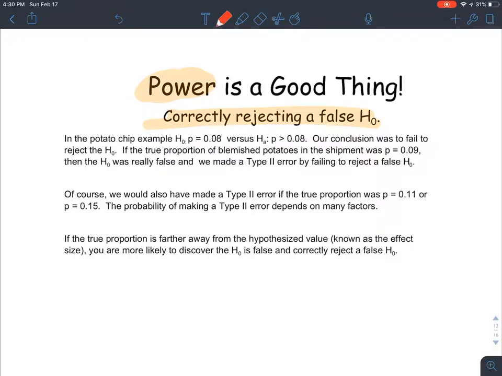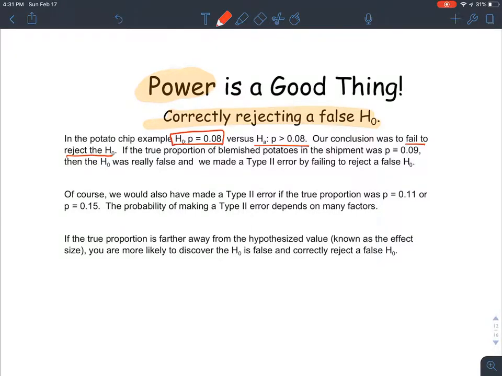So if we think back to the potato chip example, where the null hypothesis was that the proportion of blemished potato chips was 8% versus an alternative that if it's more than 8%, they send the shipment back. Okay, now our conclusion on that example, if you were to flip back and look at that example in your notes, the conclusion we made was we failed to reject that null hypothesis, the one where we're saying the amount of blemished potatoes is 8%, okay.